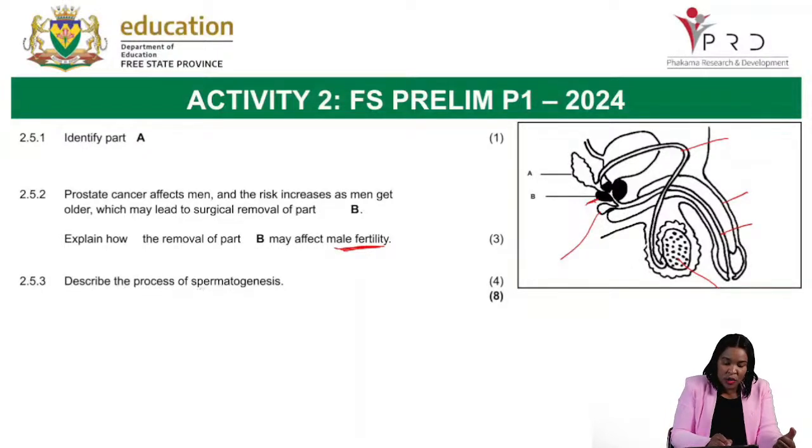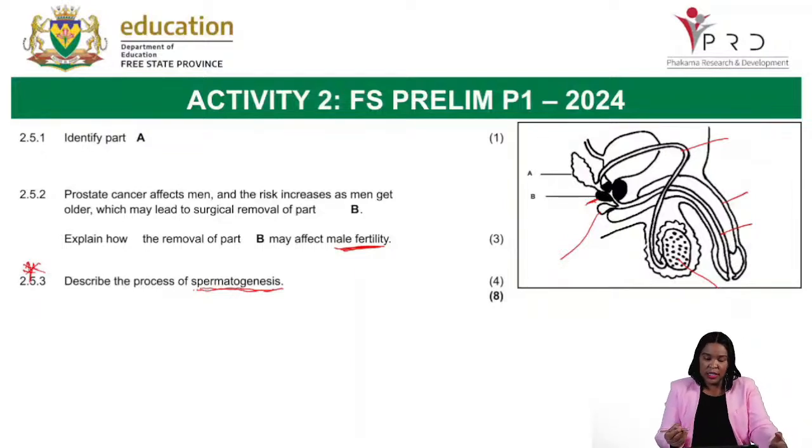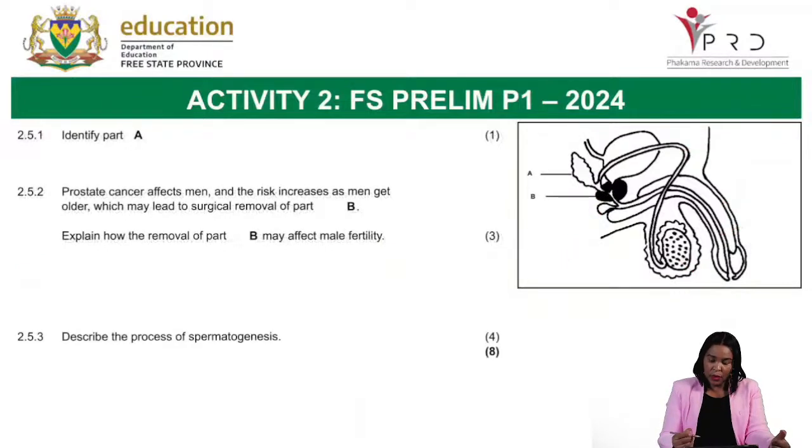Then describe the process of spermatogenesis. I would like you to just take note of this question, because when we deal with it later, I will show you how to answer it. So first of all, what is part A? Part A is your seminal vesicle.